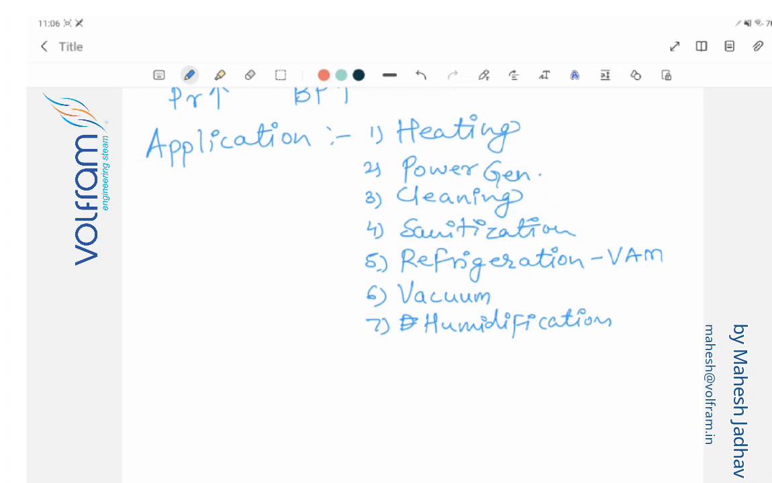Then vacuum. There are vacuum ejectors, a device mainly used in chemical or multiple effect evaporators, where ejectors are used to create vacuum inside a vessel or a column. For that, steam is used. And humidification, as I said. So these are the general uses of steam, out of which heating and power generation are the most commonly used. As a company, we are mainly interested in heating.